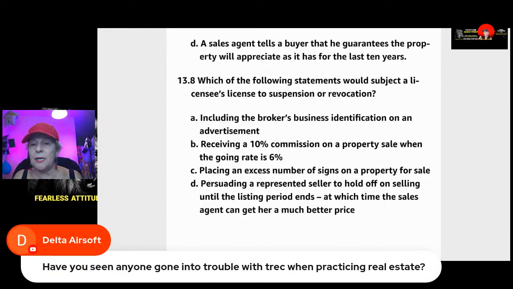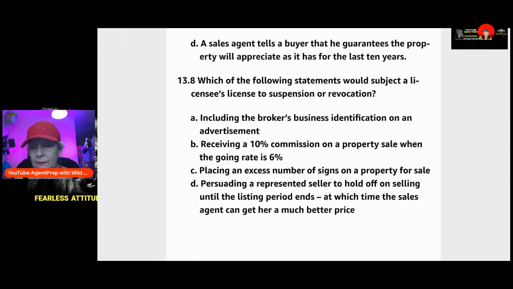Delta, have you seen anyone get into trouble with TREC when practicing real estate? I have. It's been a long time. And it wasn't the realtor's fault. You know, we have to be careful. We have to keep track of communication and notes, and you can do it by saving all the emails, like the title companies, every single email, print it out. You can print everything out, because if someone gets upset and they think you misrepresented them, they can file a claim with TREC. So now it's up to TREC to determine whether it's a valid complaint or not.